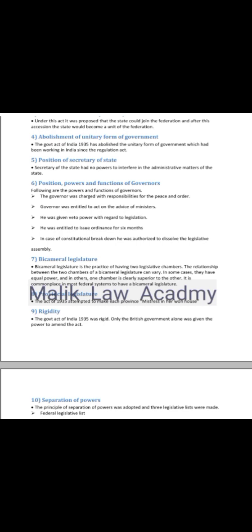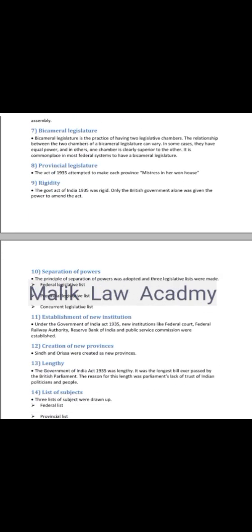Establishment of new institutions. Under the Government of India Act 1935, new institutions like the Federal Court, Federal Railway Authority, Reserve Bank of India, and Public Service Commission were established. Creation of new provinces. Sindh and Orissa were created as new provinces.